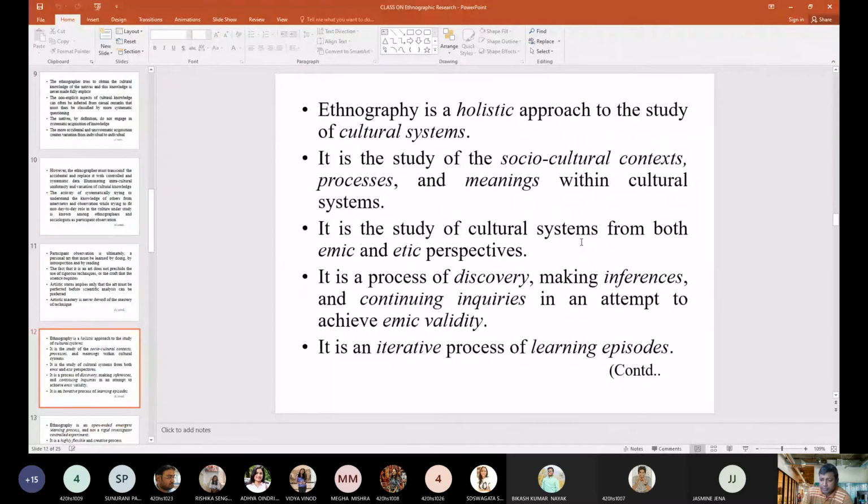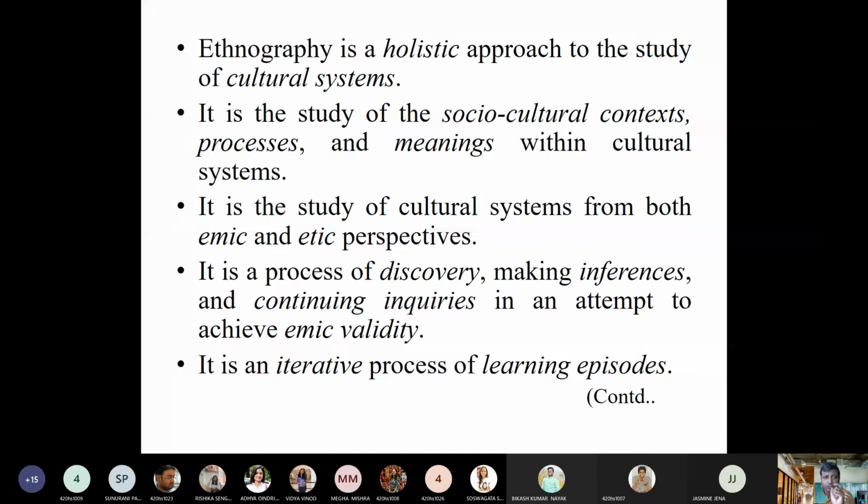So you see, what I'm telling here is that in ethnographic research, ethnography is a holistic approach to the study of cultural system. I have told you from the very beginning, ethnography is a holistic approach. You are not only exploring particular information of a village, of an area, of a locality, of a population. What you are doing is going for holistic information.